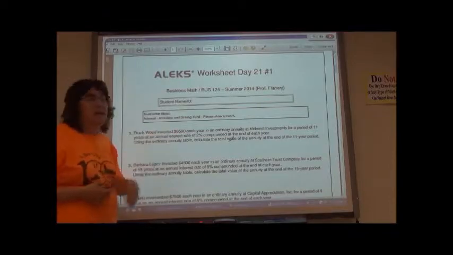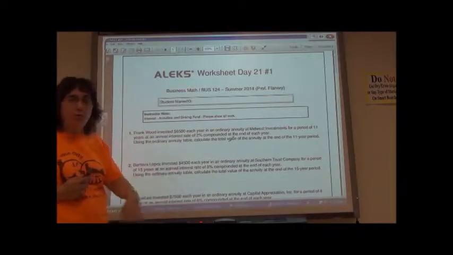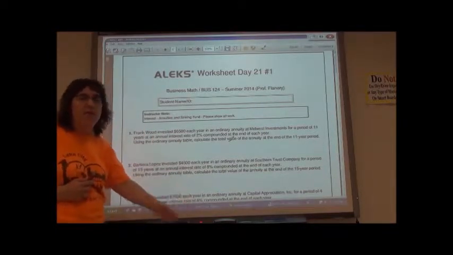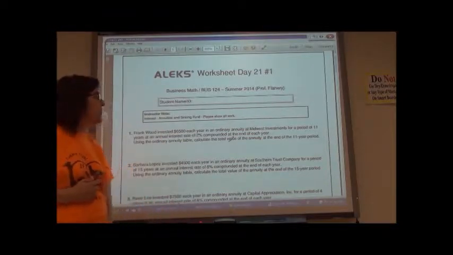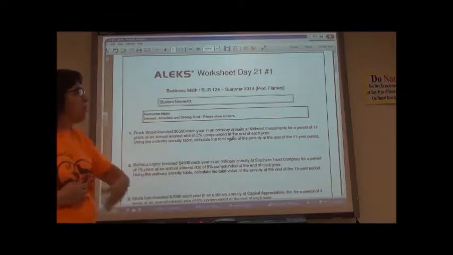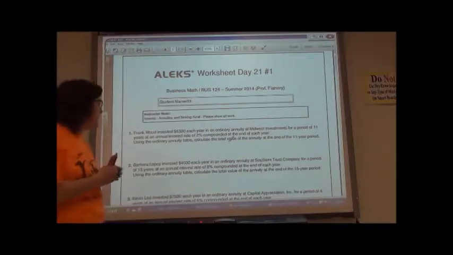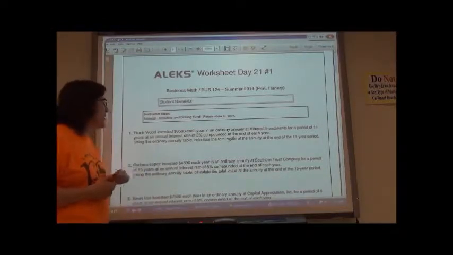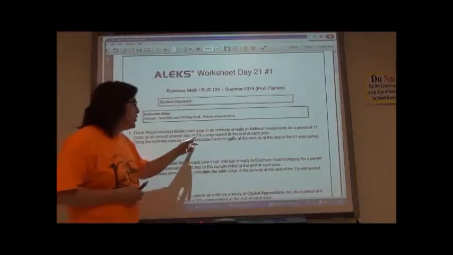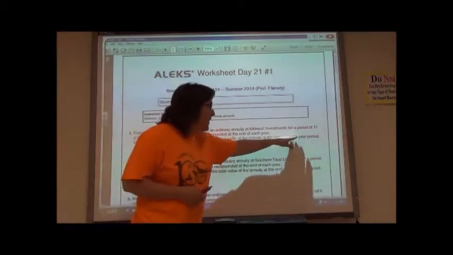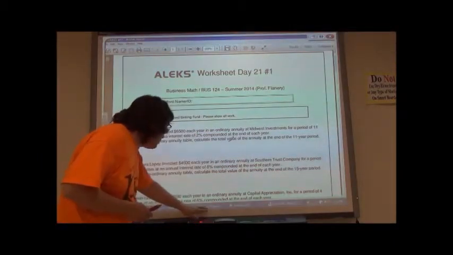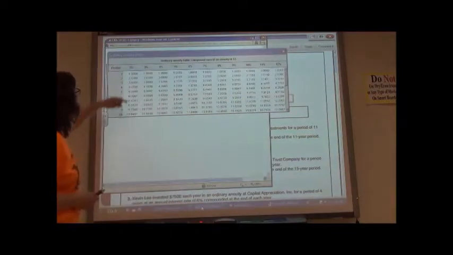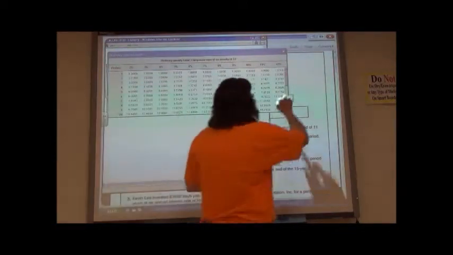So it means he's putting in $6,500 the first year, another $6,500 the second year, another $6,500 the third year, all the way through year 11 he's putting in $6,500 each year, and then the interest rate is compounded at the end of each year. So we are going to use the ordinary annuity table. We're doing 2% for 11 years. So we're going to go over to our table. We're going to look under 2%, and we got to get down to 11 years.